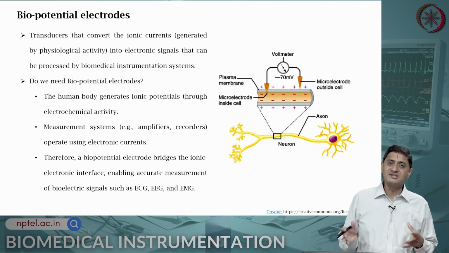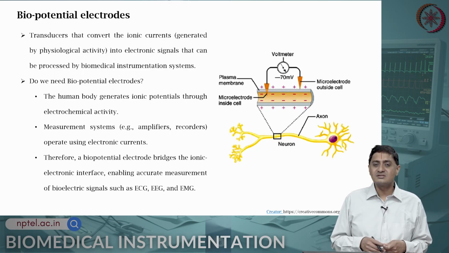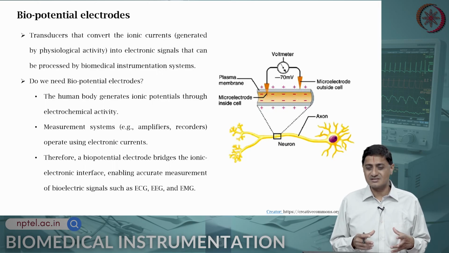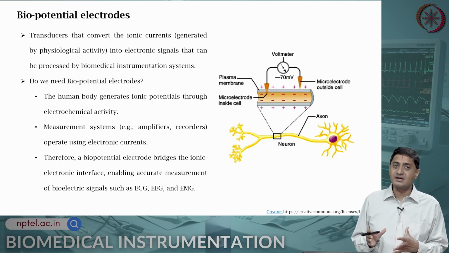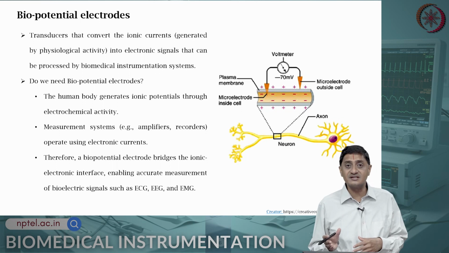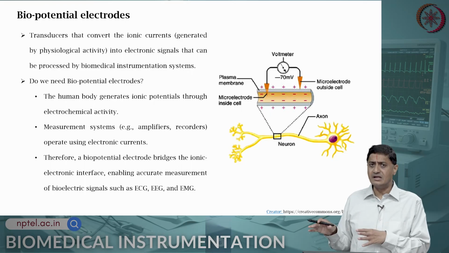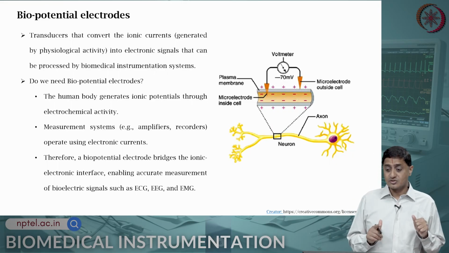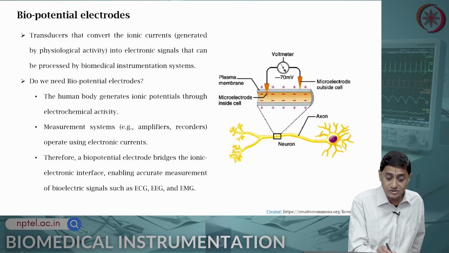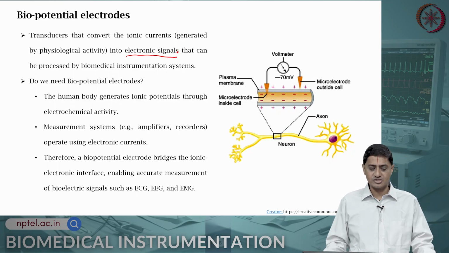Whereas, our measurement systems are all electronic, in which case movement is through electrons, that is why it is called electronic. So, you are interested in converting these ionic currents into electronic signals that can be measured using analog instruments and then maybe converted to digital and stored and then processed. This is my interest. So, ionic currents need to be converted into electronic signals that can be processed by the biomedical instrumentation systems that we have.